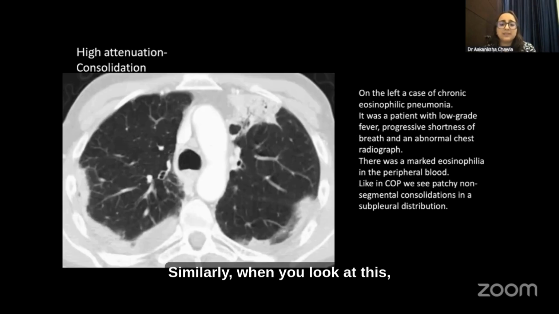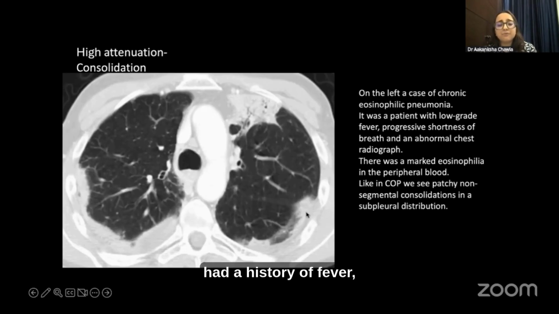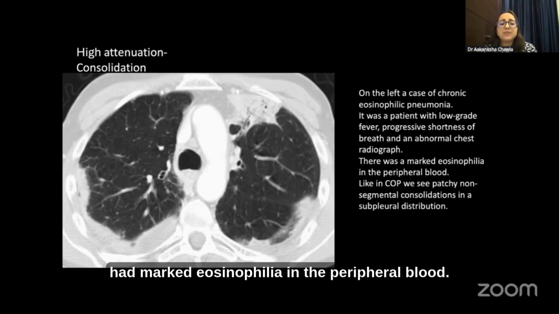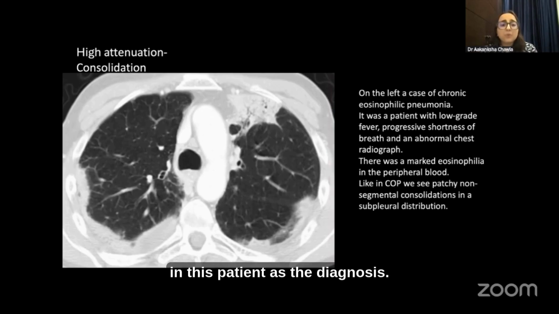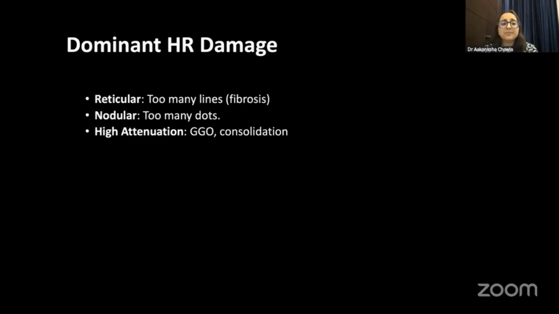Similarly, when you look at this, this patient also had dense consolidation, high attenuation consolidation, but had a history of fever, had marked eosinophilia in the peripheral blood. So you would think of chronic eosinophilic pneumonia in this patient as the diagnosis.